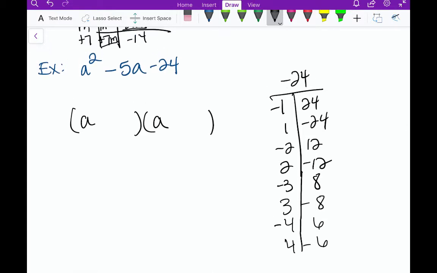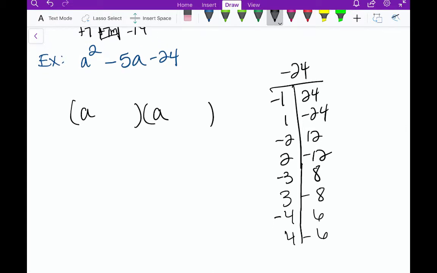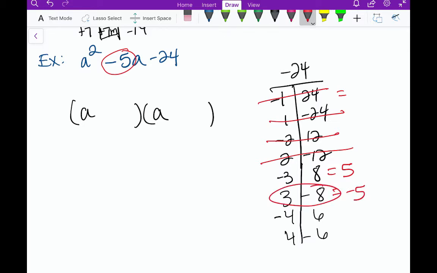All right, so I need the pair that adds up to negative 5. So that for sure is not going to add up to negative 5, neither is that. Negative 2 plus 12 is 10. 2 plus negative 12 is negative 10. Negative 3 plus 8 is 5, but I need negative 5. 3 plus negative 8 is my answer. Right? That gives me negative 5. So I'm going to put a plus 3 here and a minus 8 here.